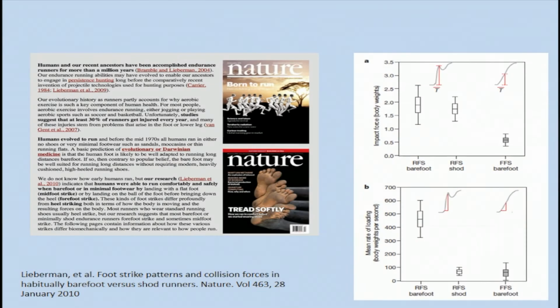argument for foot strike. And you can see here, as we talked about, the rear foot strike and the forefoot strike. And these are rate of loading, and this one is peak force. That has been used to imply that because these are higher, this is less.